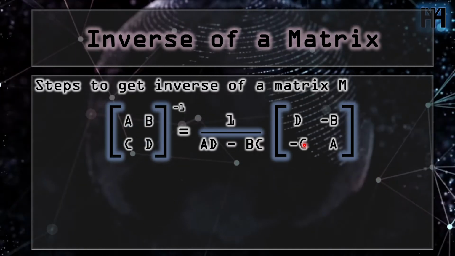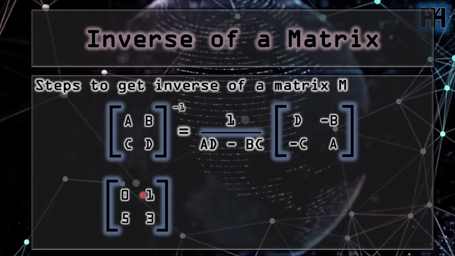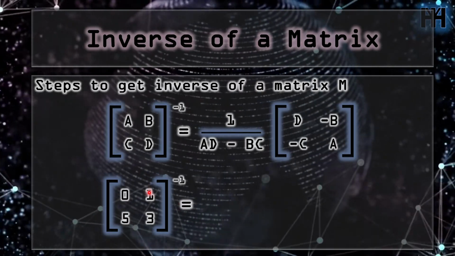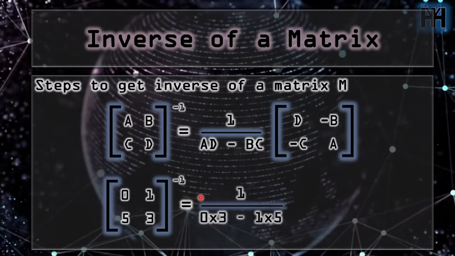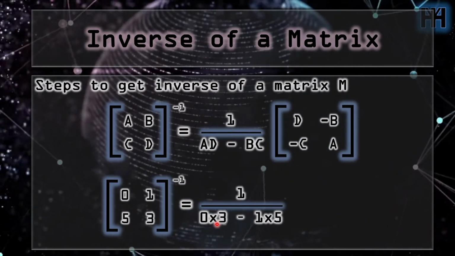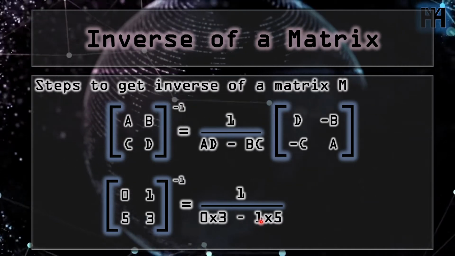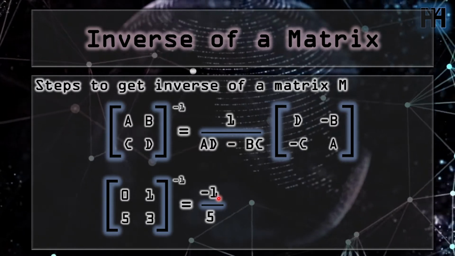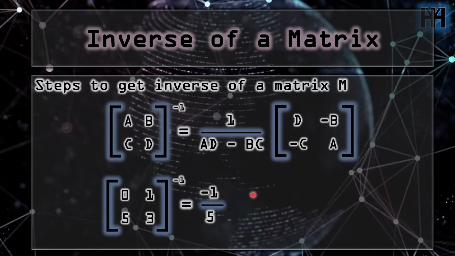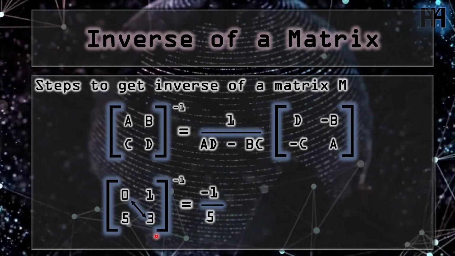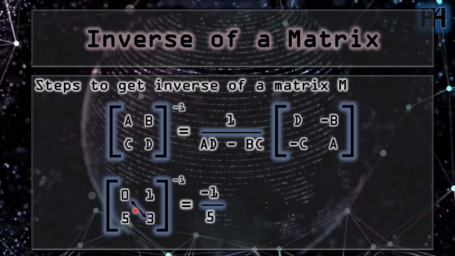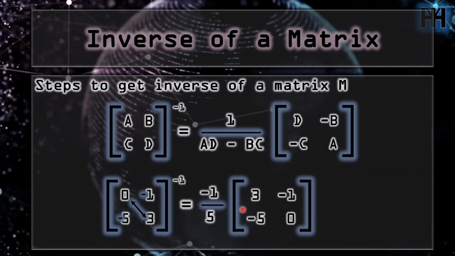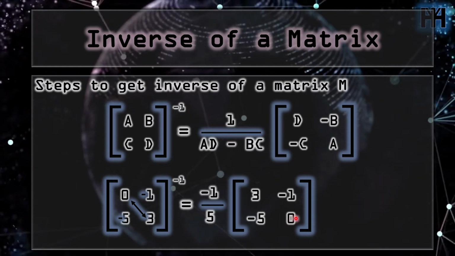Okay, so let's get the inverse of this matrix: 0 and 1, 5 and 3. For the first step, you'll get 1 over 0 times 3 minus 1 times 5. So 0 times 3 will be 0, minus 1 times 5 is minus 5, so it will be 1 over negative 5, or negative 1 over 5. Now the easier step: we'll replace the 0 and 3, and negate the 1 and the 5. So it will be 3 and negative 1, and negative 5 and 0.